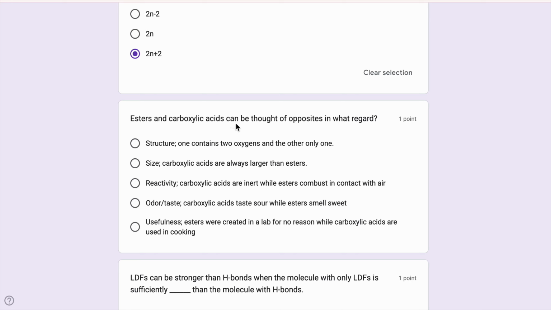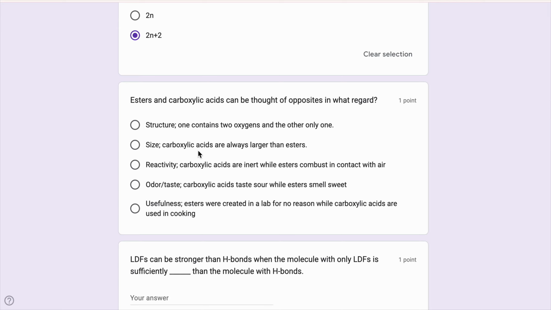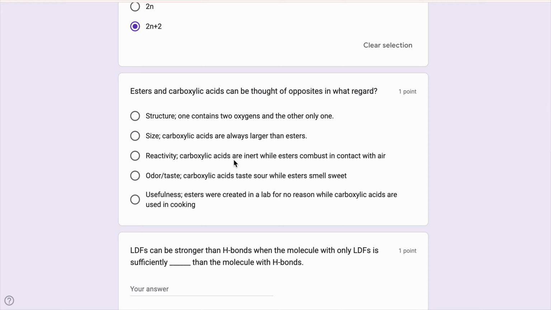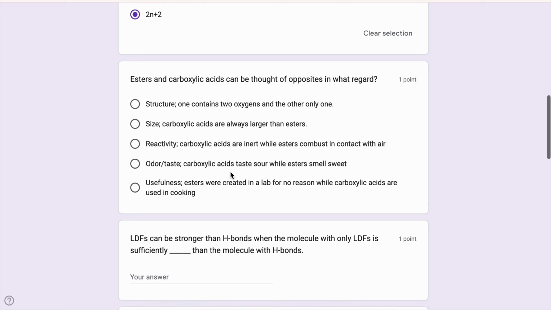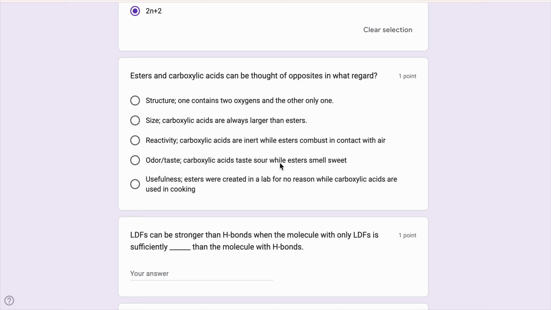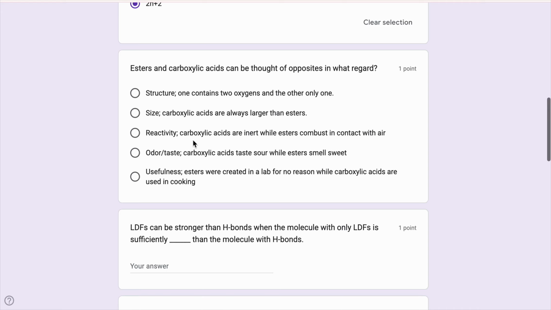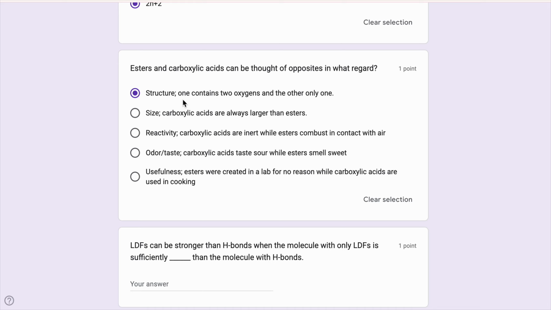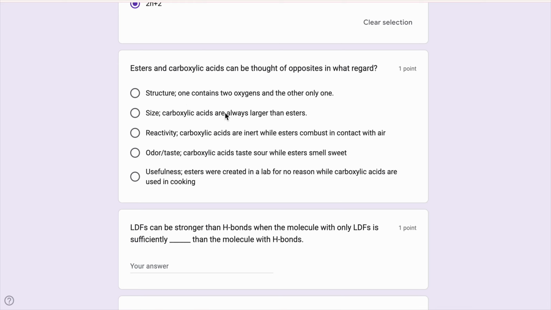Esters and carboxylic acids can be thought of as opposites in what regard? Structure: one contains 2 oxygens and the other only one. Size: carboxylic acids are always larger than esters. Reactivity: carboxylic acids are inert while esters combust. Odor or taste. Usefulness. It can be possible for carboxylic acids, esters no. Size, reactivity.